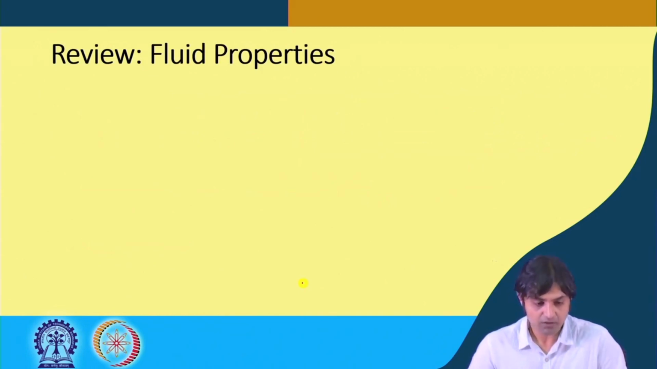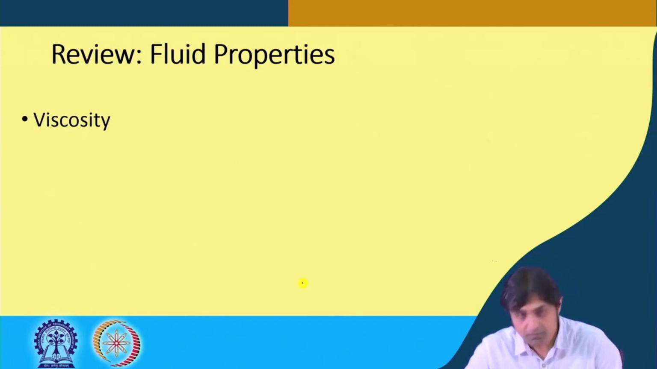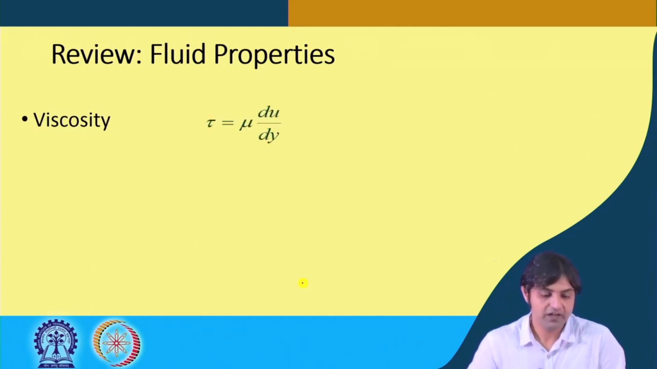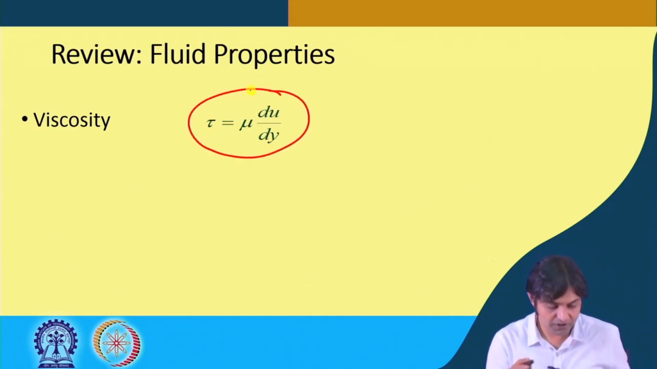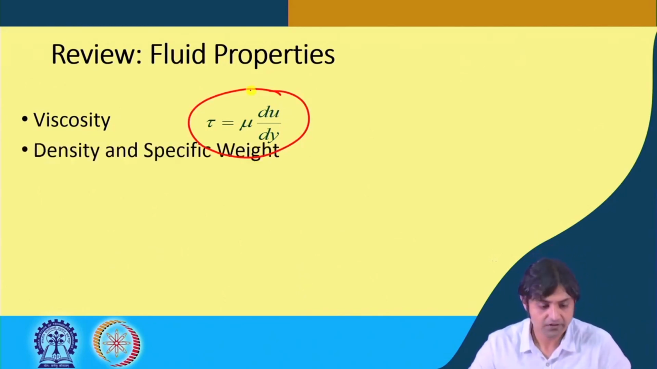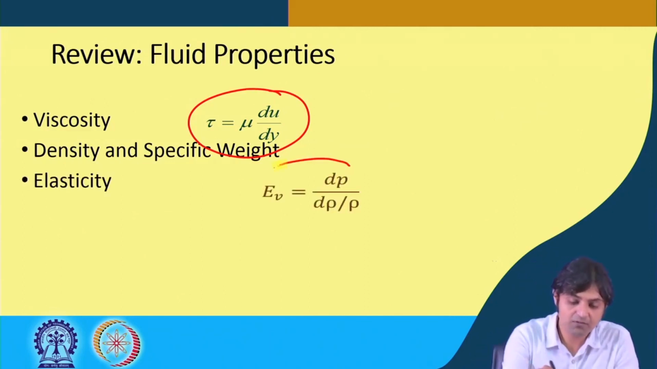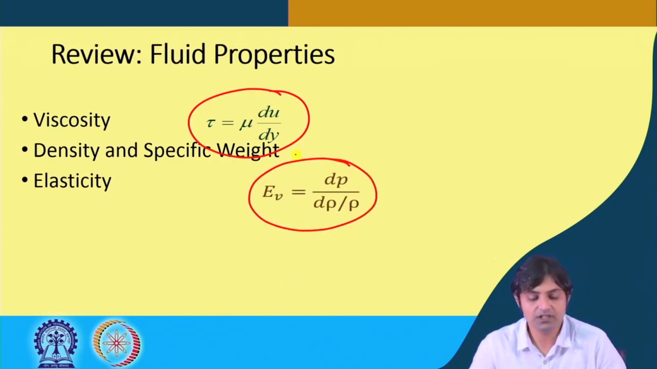So, the revision of our fluid properties is complete, and the basics that we have seen. I try to have a review in such cases where we are revising something. What we have done, we have read about viscosity, that tau is equal to mu du by dy. This is one of the most important equations actually. We have read about density and specific weight. Density is rho, specific weight is gamma, that is rho g. We have read about elasticity, bulk modulus of elasticity, EV is dP by d rho by rho.